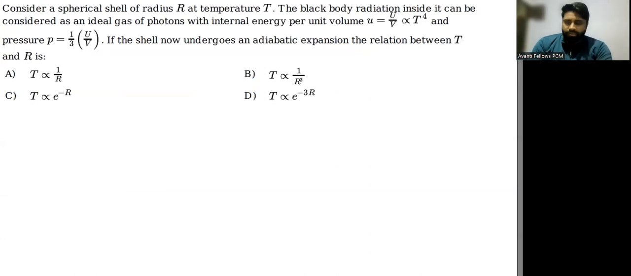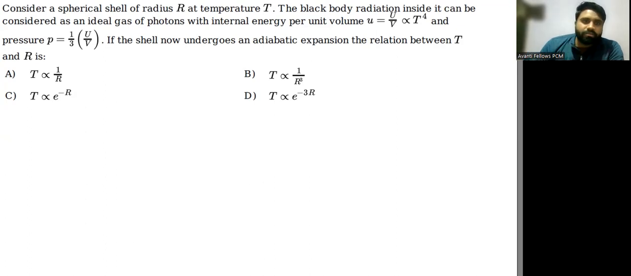Now, consider a spherical shell of radius r at temperature T. The black body radiation inside it can be considered as an ideal gas of photons with internal energy per unit volume U/V directly proportional to temperature raised to the power 4. And pressure P is equal to 1/3 times U/V. If the shell now undergoes an adiabatic expansion, then what is the relation between T and R, where R is the radius of the spherical shell?